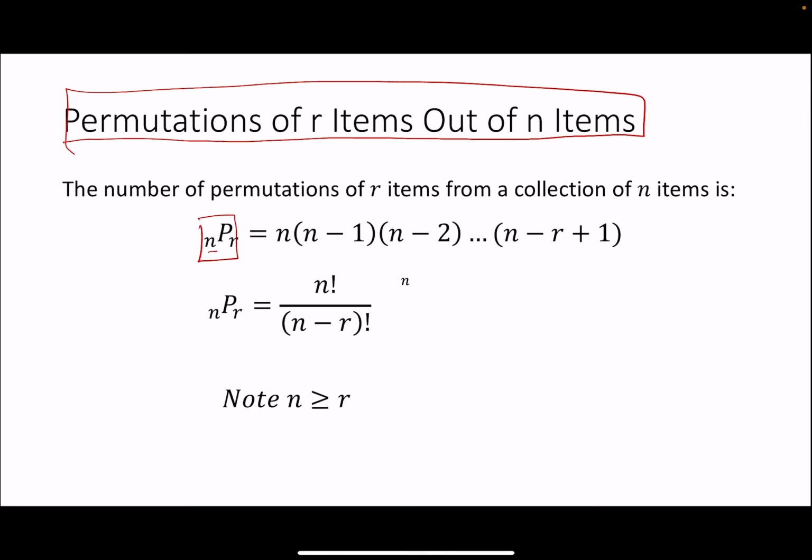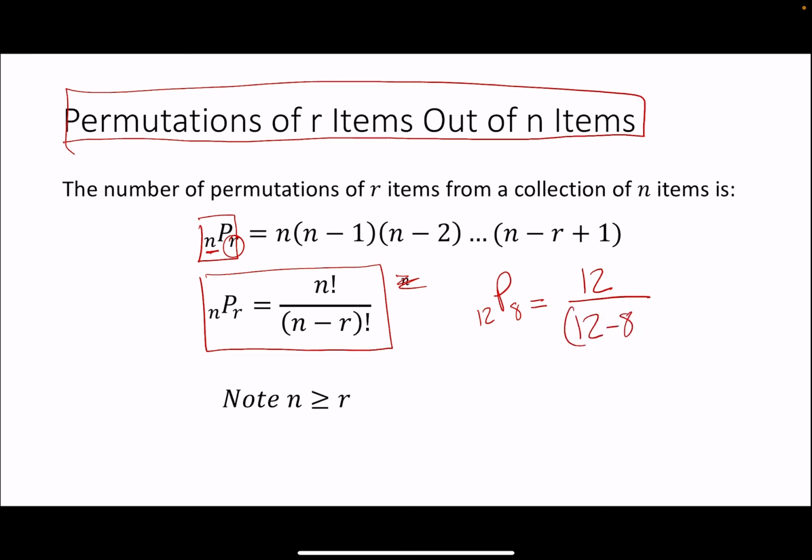nPr, which means I have n choose r type. Now, I would memorize this formula right here. If I have, like the previous example, 12 choose 8 is equal to 12 factorial over 12 minus 8 factorial, which means, oops, that's not true. We're choosing 4 out of the 12, right? 12 minus 4 factorial, which is equal to 12 factorial over 8 factorial, which is equal to 12 times 11 times 10 times 9.